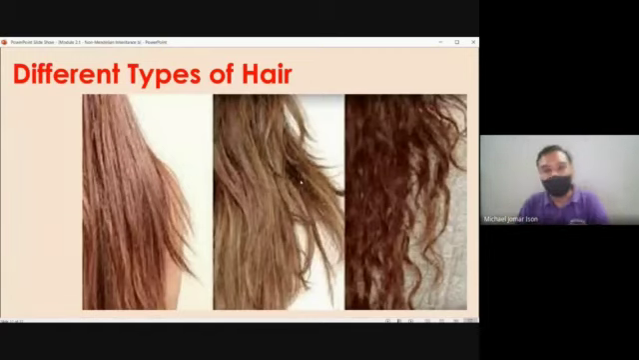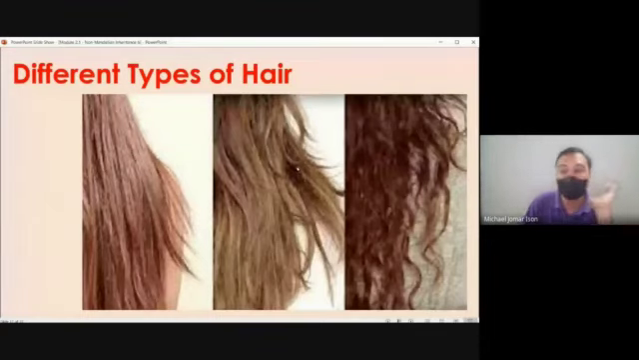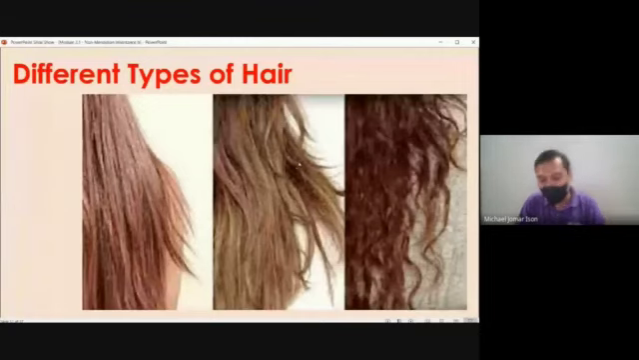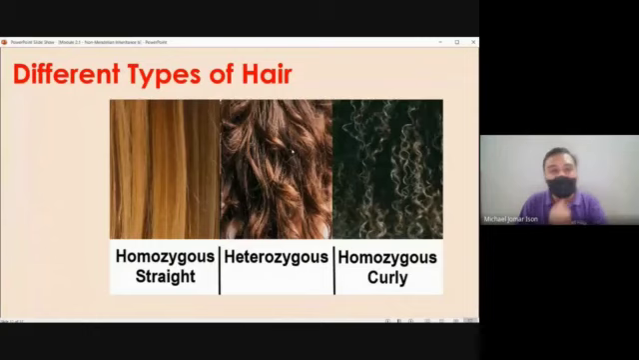But take note of these different hair types. You have three phenotypes here. One is straight, the other is curly, and what's in the middle? It is wavy. So we have three phenotypes here, and this does not follow the 3 is to 1 phenotypic ratio of Mendelian inheritance. So we proceed with the non-Mendelian: this is homozygous straight, this is the heterozygous condition, while this is homozygous curly, which we will talk about a little bit later.